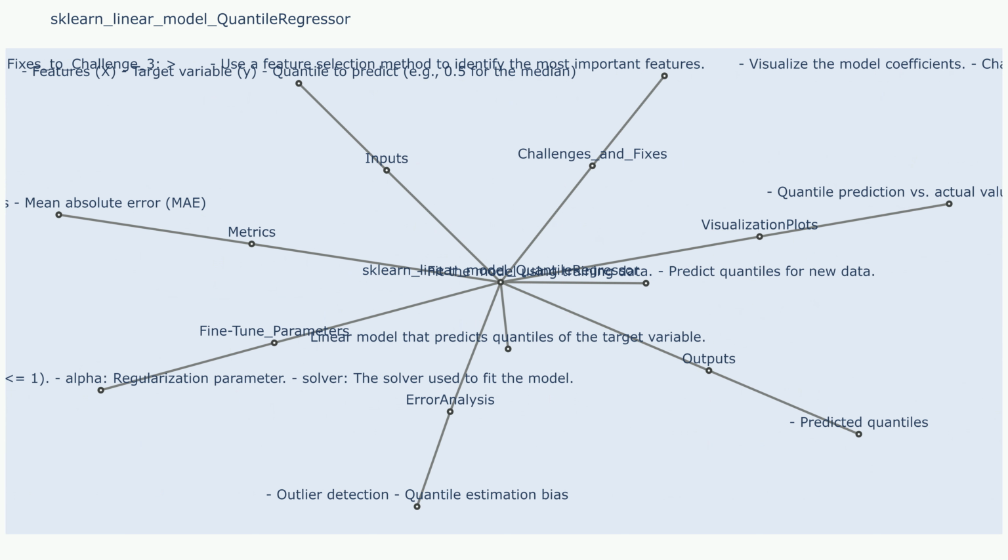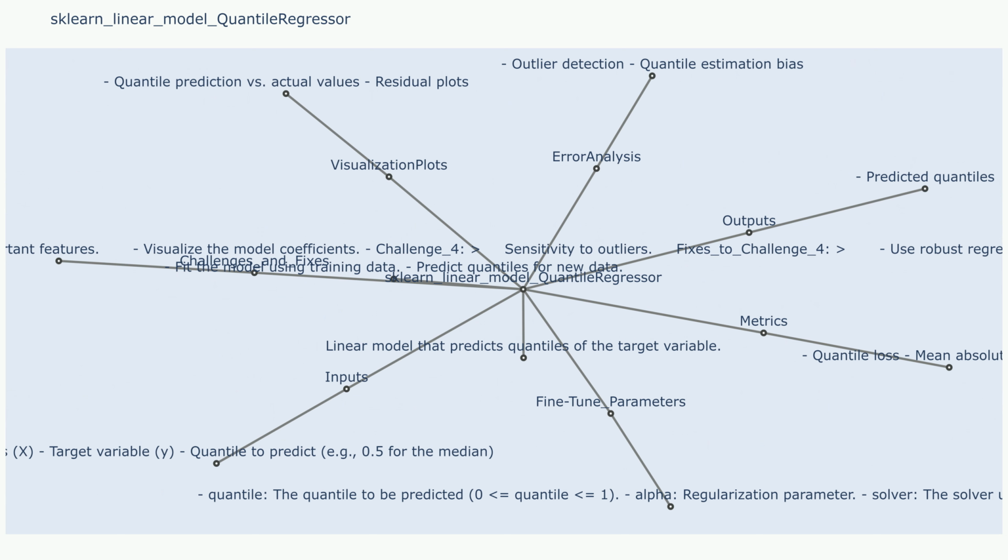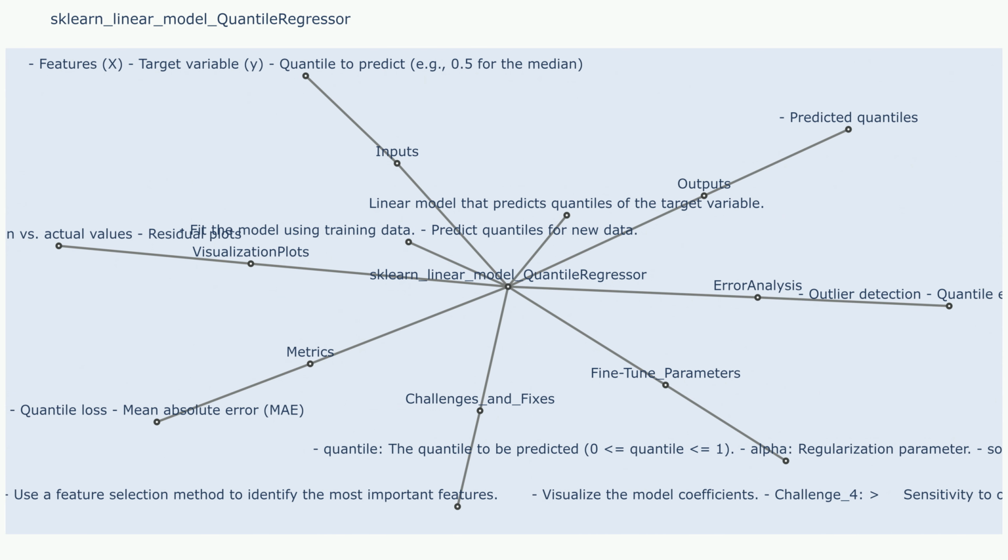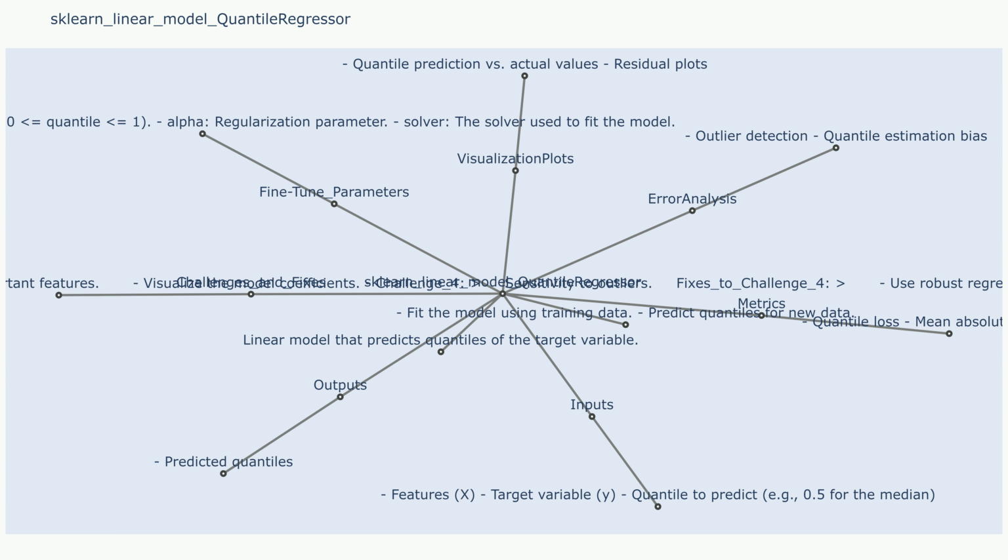Residual plot plots the difference between the predicted quantiles and the actual target values to identify any patterns or systematic errors. Fine-tune parameters. Alpha controls the strength of the regularization penalty. Higher values lead to stronger regularization, potentially reducing overfitting. Solver specifies the optimization algorithm used for training the model. Common options include LBFGS, LibLinear, and SAG.